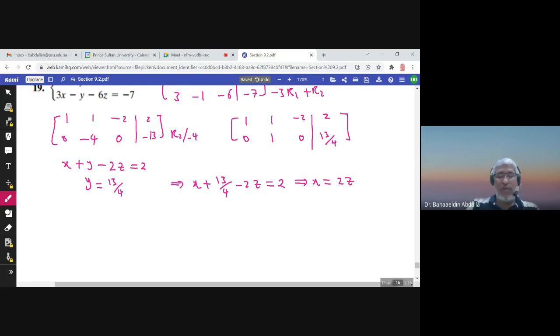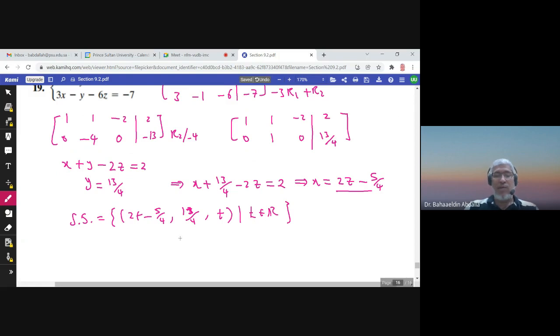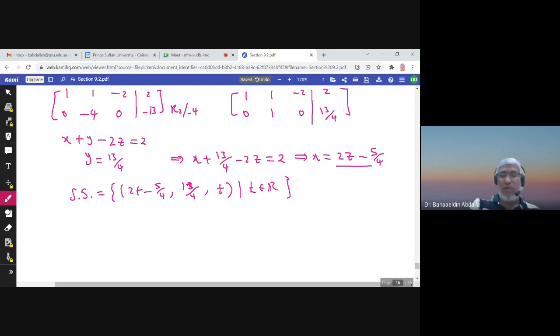2 minus 13 over 4 is just negative 5 over 4. So the solution set would be the value of the x coordinate 2z minus 5 over 4, and y is always 13 over 4, it's fixed. And I can take z t if you like, so this is t, and z is t, and t could be any real number. So we have infinitely many solutions.